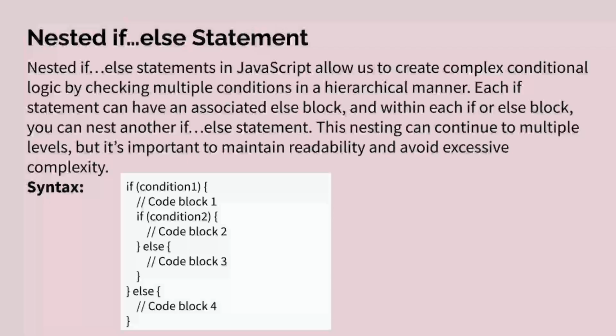The last conditional statement of JavaScript is the nested if-else statement. As the name itself suggests, this is the block where multiple if-else statements come together. This helps us to create complex conditional logic by checking multiple conditions in a hierarchical manner. Each if statement can have an associated else block, and within each if else block you can nest another if else statement.